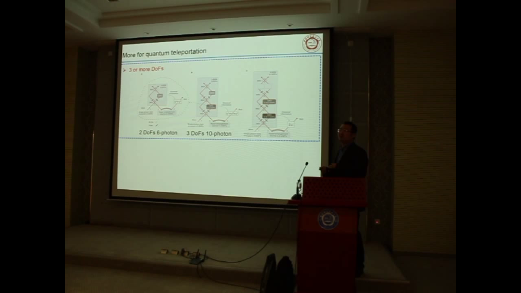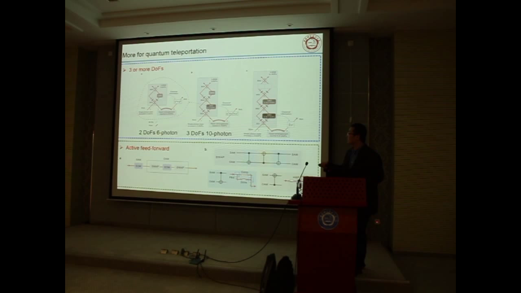And the second for quantum calibration is active feed forward. We can use two swap gates and two UMs to achieve this. The two UMs are used for polarization active feed forward.